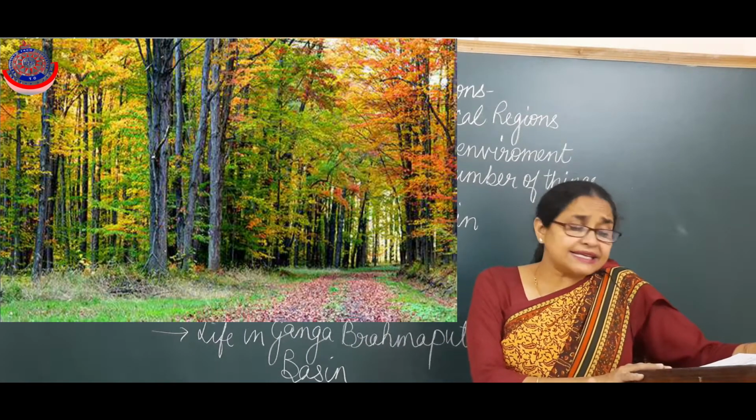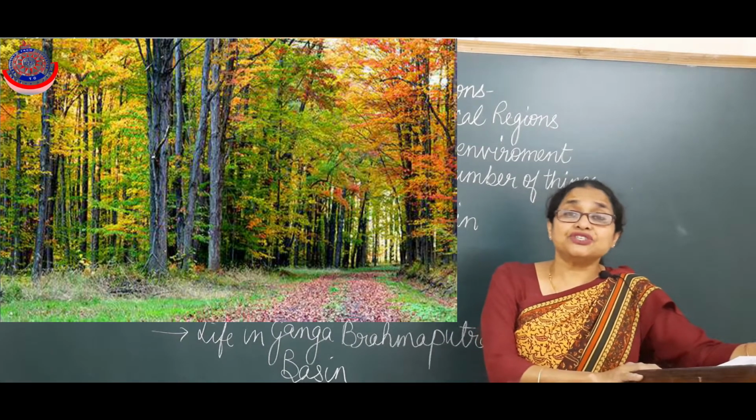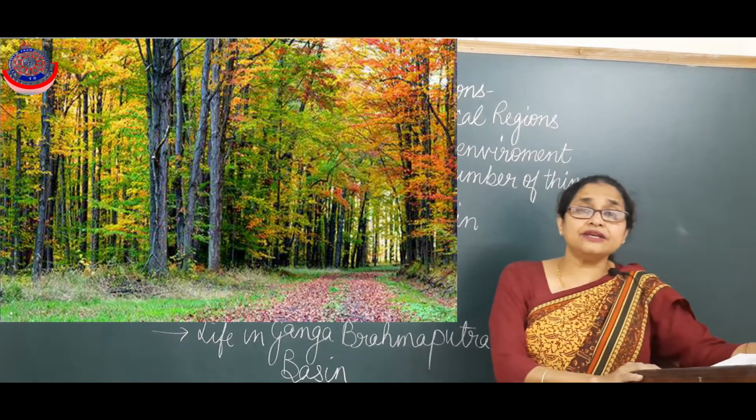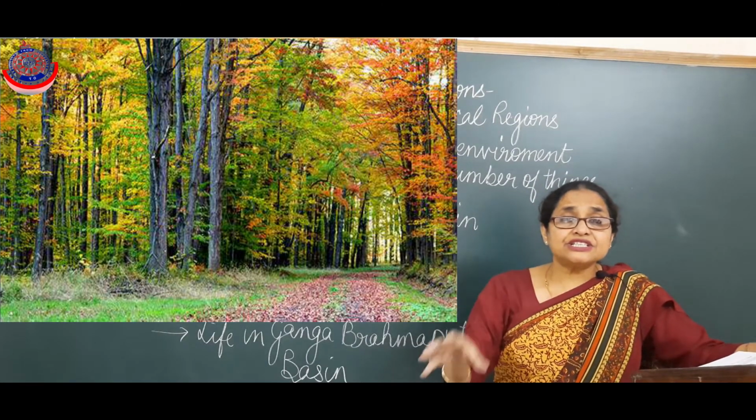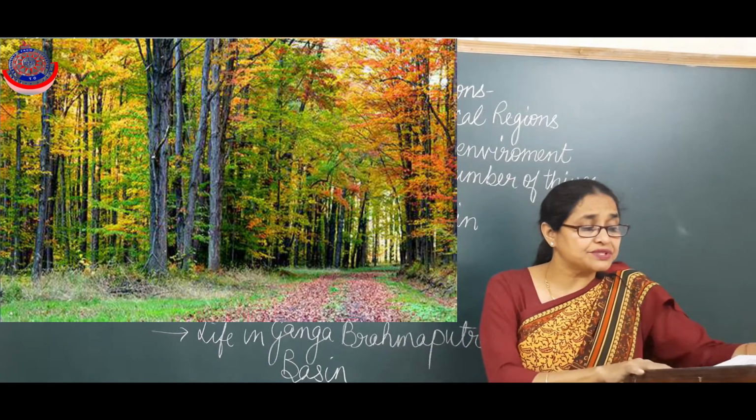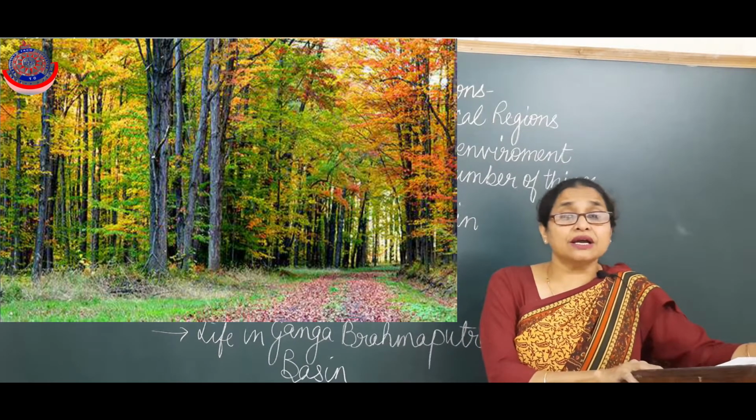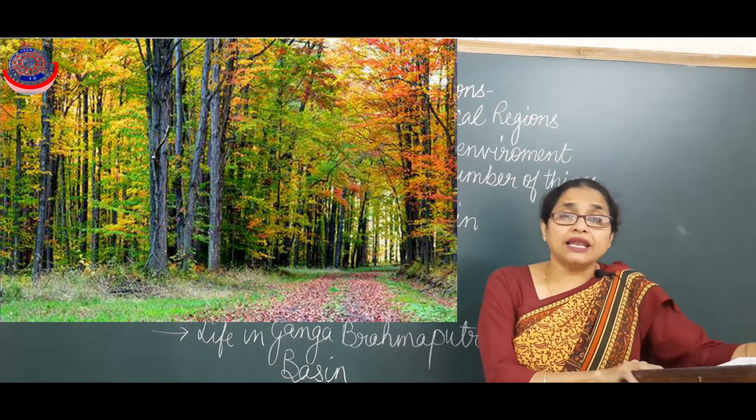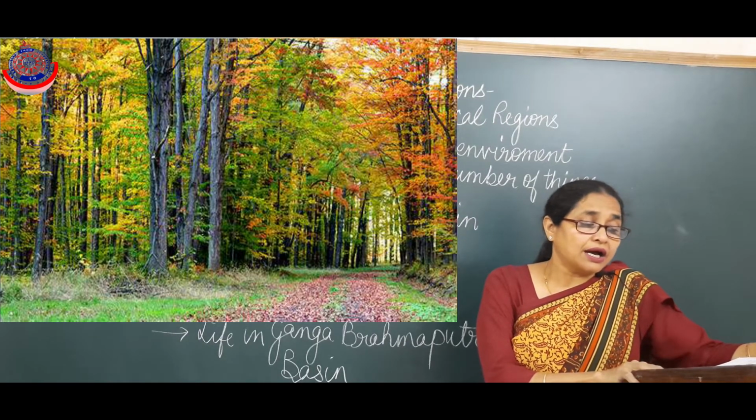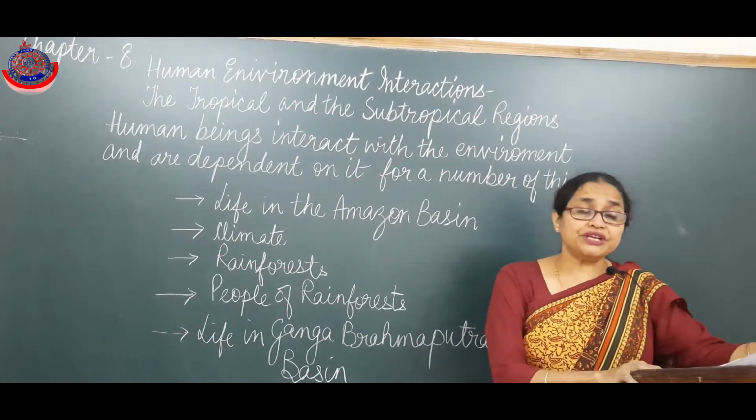Now, what are deciduous kinds of trees? The trees that shed their leaves in winters. In a particular season, they shed their old leaves. The tropical deciduous trees grow in the Ganga-Brahmaputra plain. Teak, sal, and peepal are also found here. These are the kinds of trees.